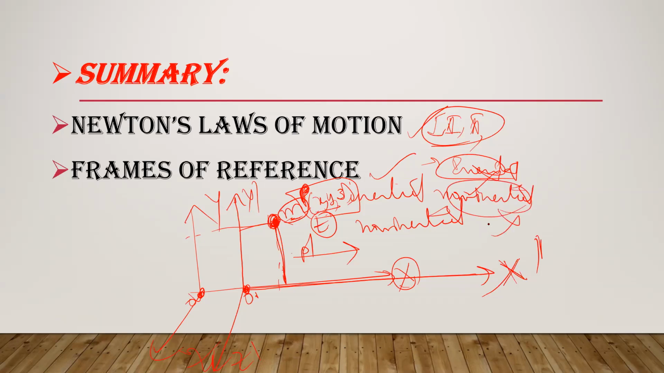In the next class, let me go for systems of variable mass and the motion of a rocket, which is a perfect example of Newton's third law. Let me go for those concepts.